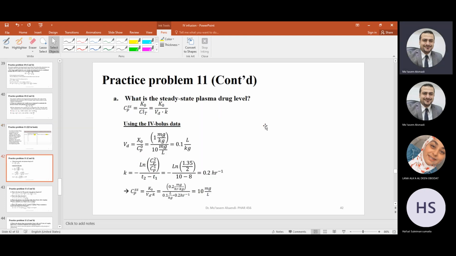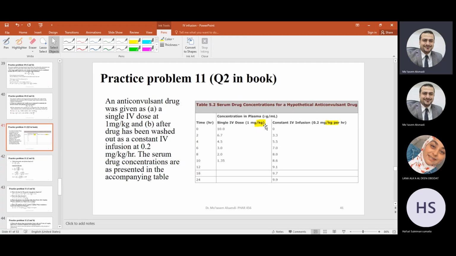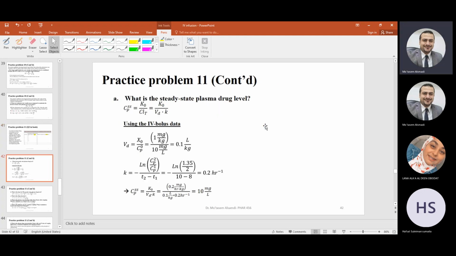So the CPSS, as we mentioned, is equal to K0 divided by VD multiplied with K. We need to get the K, we need to get the VD. What's the value of the VD? Equal to the dose, 1 milligram per kilogram, divided by what? CP node. What's CP node? From the table it is 10, right? Because it's the concentration measured at 0, right? So this is CP node, which means that the VD is equal to 0.1.